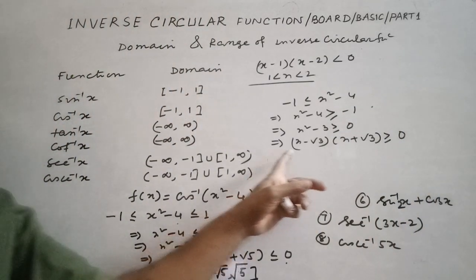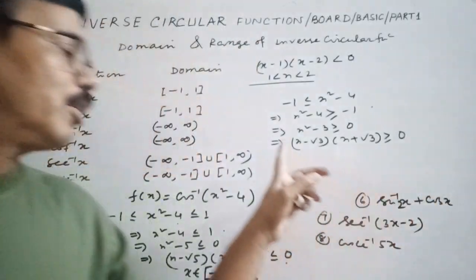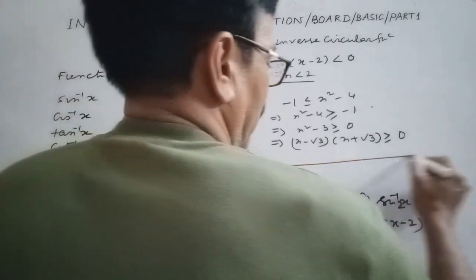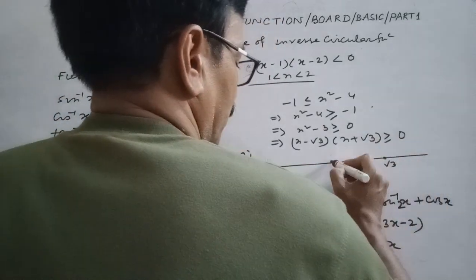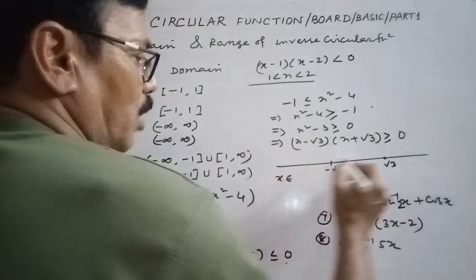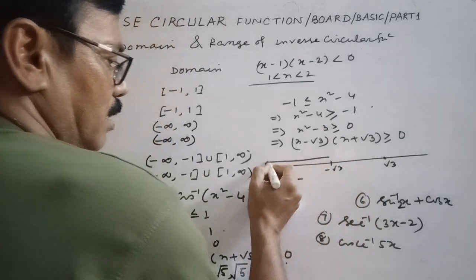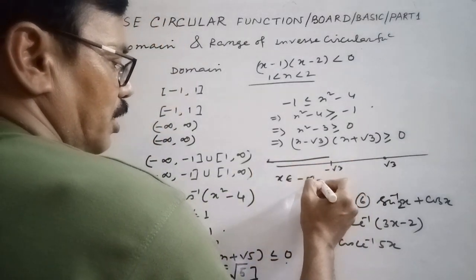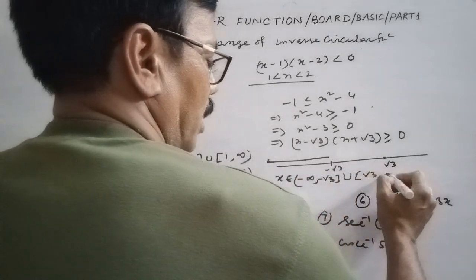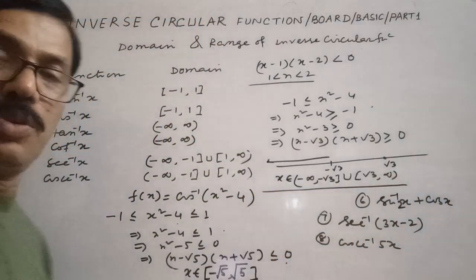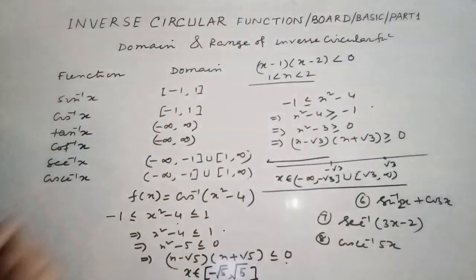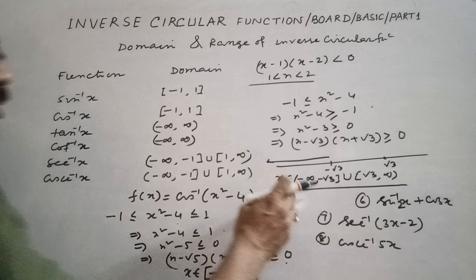I have already discussed it. It is a product of two linear factors. If it is greater than, then it lies outside the interval. This is root 3, this is minus root 3. So what is the value of x? X belongs to outside, this means less than minus root 3. So minus infinity to minus root 3, union root 3 to infinity. You should know how to solve the linear inequation of class 11. So x belongs to this.